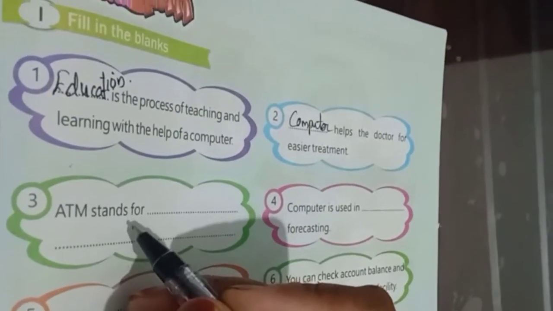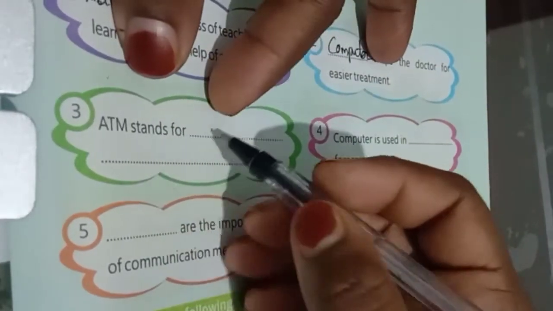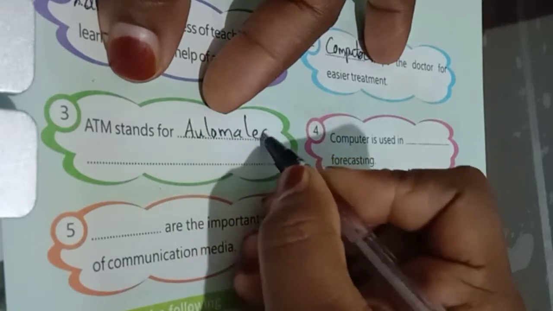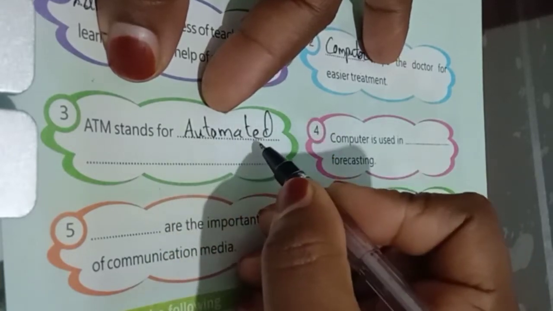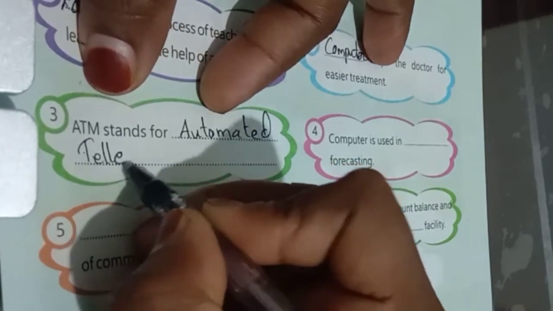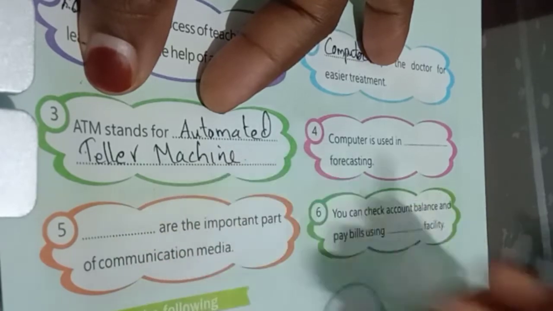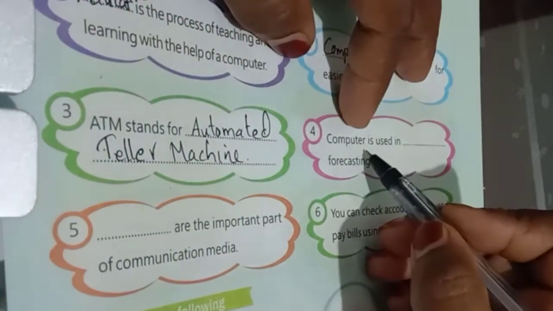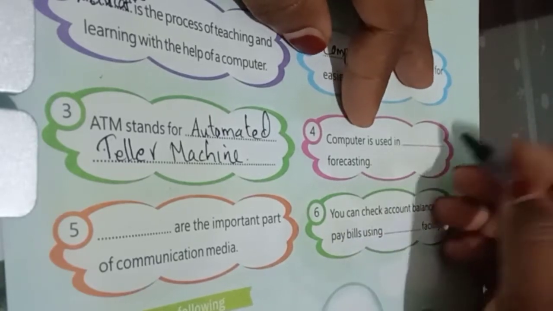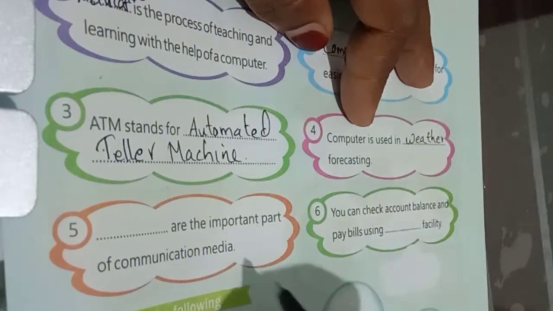ATM stands for automated teller machine. Automated teller machine. Okay. Computer is used in forecasting. What forecasting? Weather forecasting.